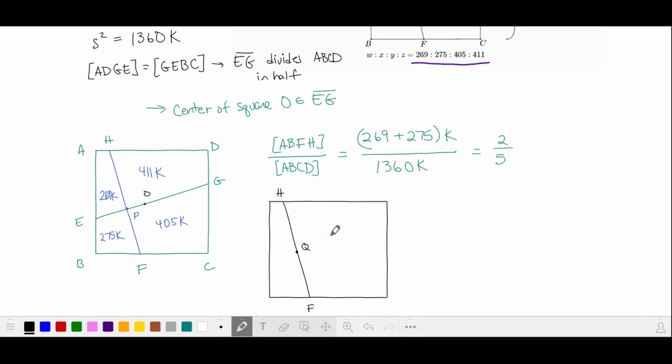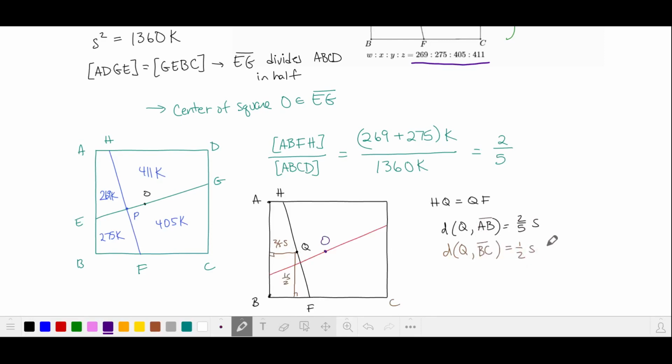So if Q is the midpoint of segment HF, then the distance from Q to side AB is 2/5 of the side length. Being the midpoint, the distance from Q to side BC is 1/2 of the side length. That's the same distance as from O to BC, or from any of the 4 sides, because O is the center of our square. Let's take a closer look at this small triangle OPQ.